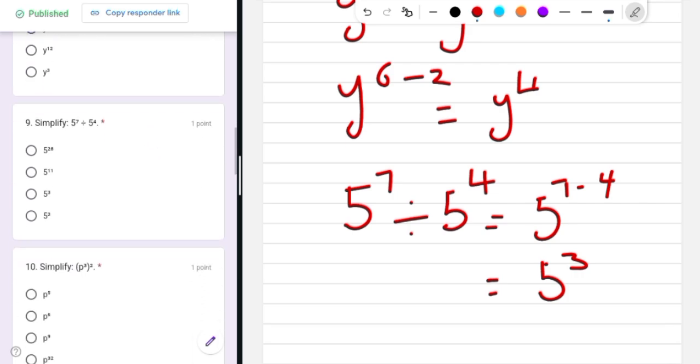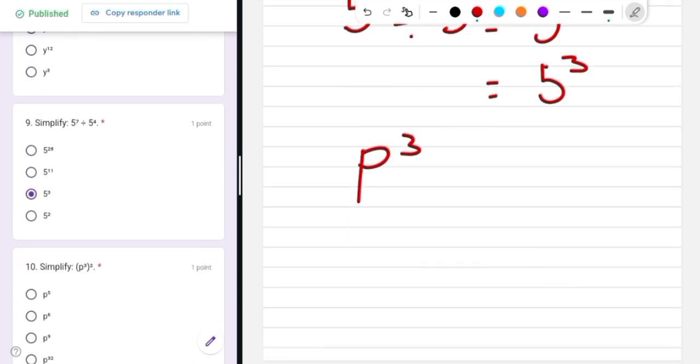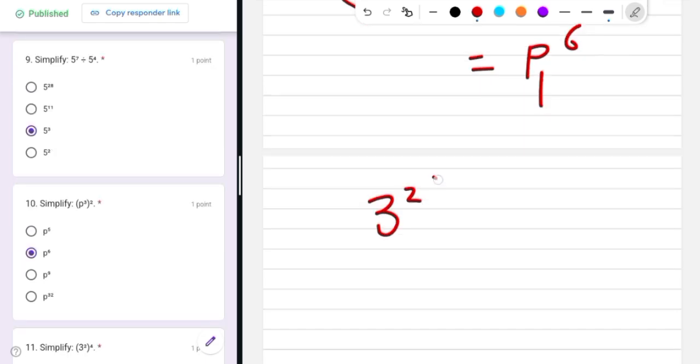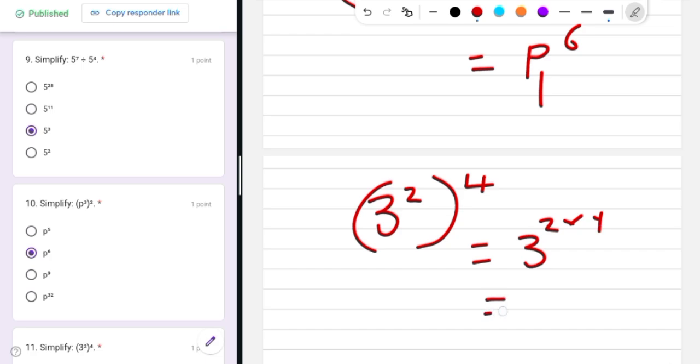Next example is power of a power. If we have an index number that is also a power of another index number, multiply the indices. That gives us p raised to the power 3 times 2, which is equal to p raised to the power 6. Next example, 3 raised to the power 2 all raised to the power 4 will give us 3 raised to the power 2 times 4, which is equal to 3 raised to the power 8.